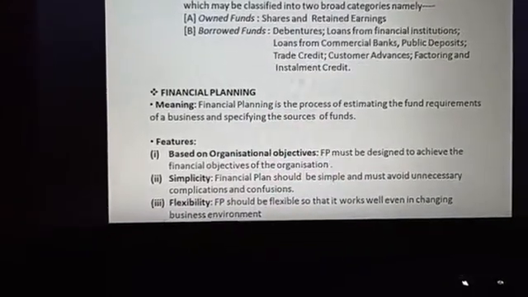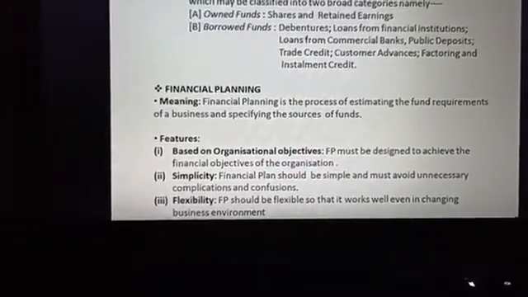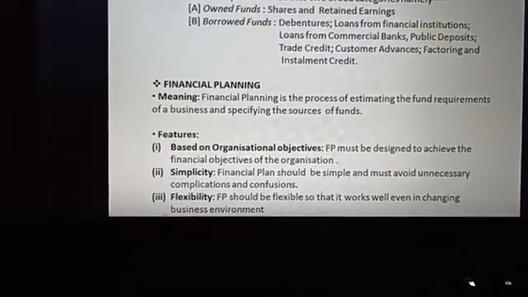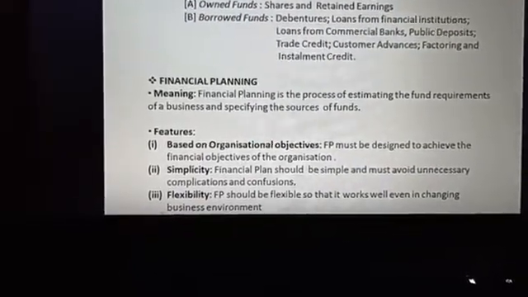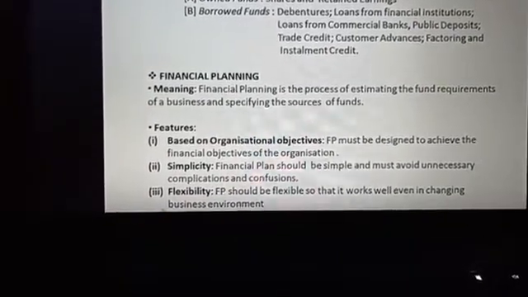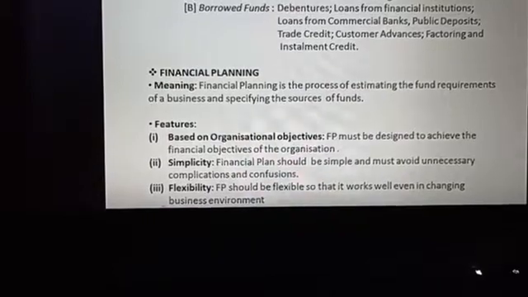We move to the next part, that is financial planning. What is financial planning? It is the process of estimating the fund requirements of a business and specifying the sources of funds.